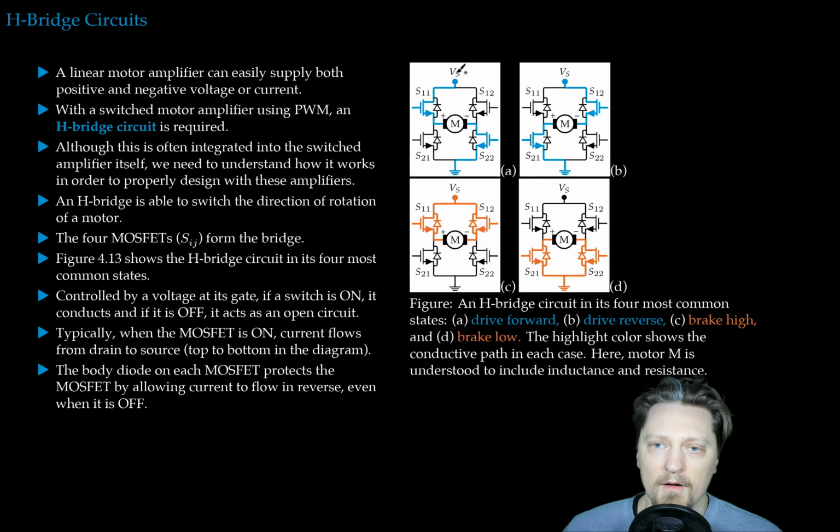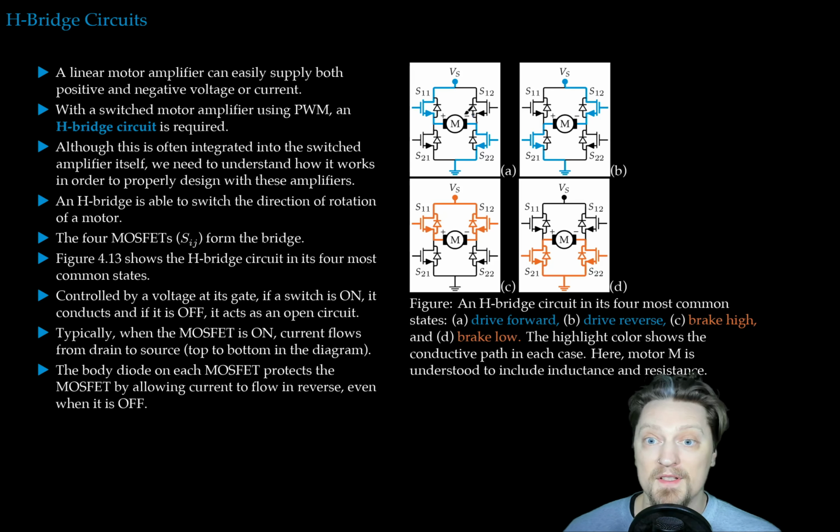So we have our voltage supply from the top of the diagram to the bottom of the diagram, and we have the motor here in the middle providing this horizontal bar on the H. Okay, so you see the big H here. This is our H bridge. We have four transistors, four MOSFETs that comprise the legs of this bridge.